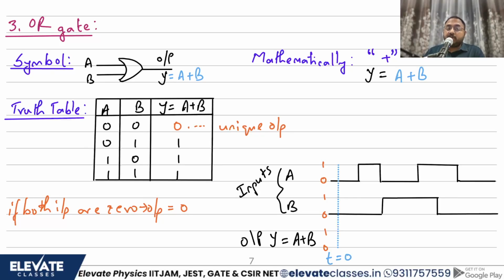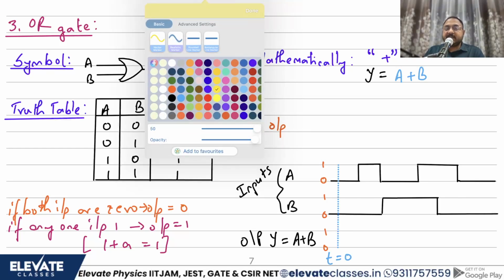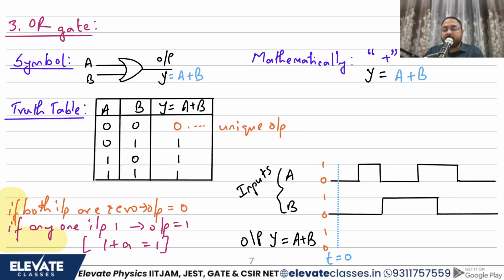But if I choose to use the dominance law, then what can I say? I can say that if any one input happens to be 1, in that case, my output will 100% be 1. You remember the dominance law here? 1 plus A, 1 plus anything is equal to 1. That is what you see in the truth table. So whichever way you remember, this truth table can be remembered in two forms, either in the form of the dominance law or in the form of a unique output. The choice is yours.